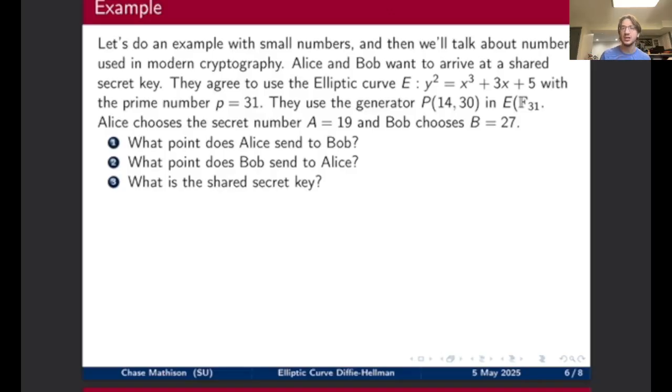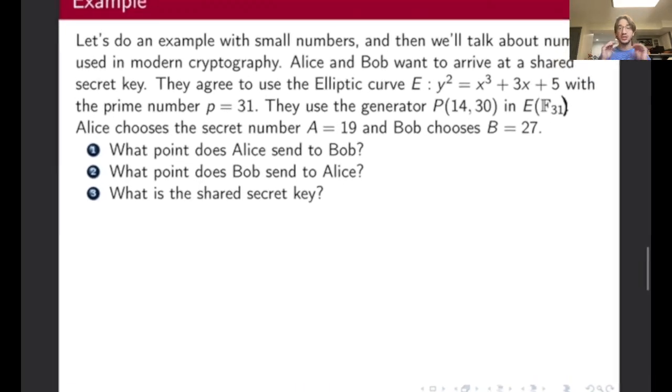They agree to use the elliptic curve E, which is y squared equals x cubed plus 3x plus 5, with the prime number P equals 31. They choose the generator P, which is the point (14, 30) in E of F31. Let me close that parentheses there. Alice chooses a secret number 19 and Bob chooses 27. What point does Alice send to Bob?